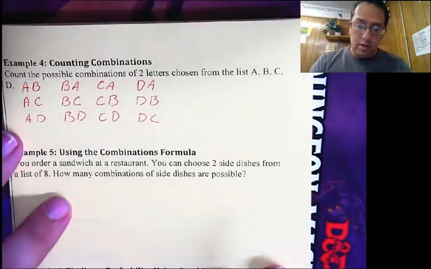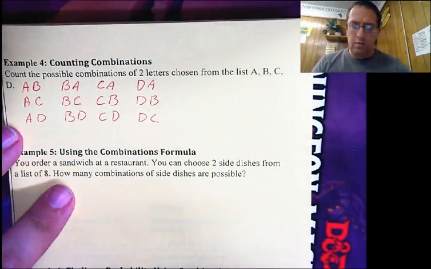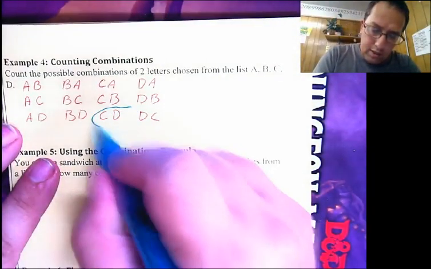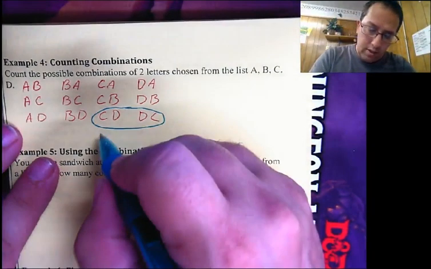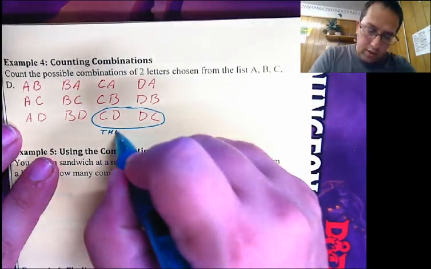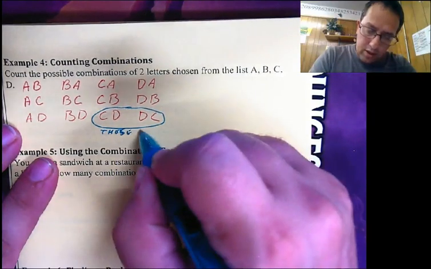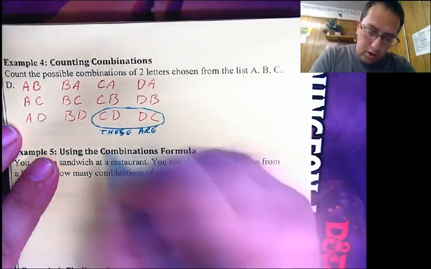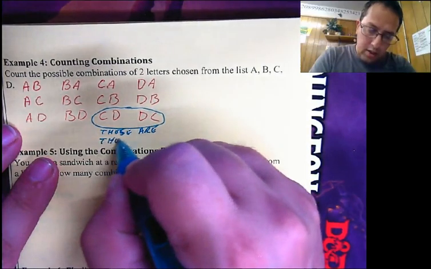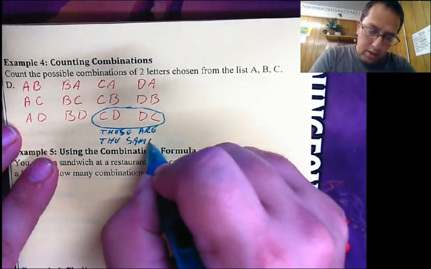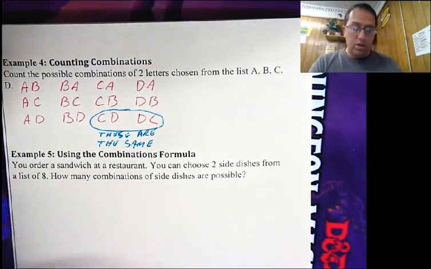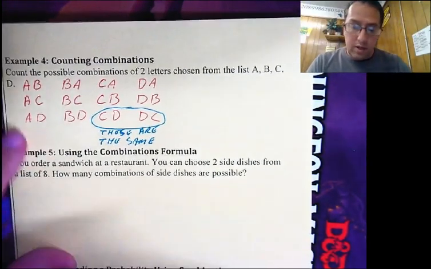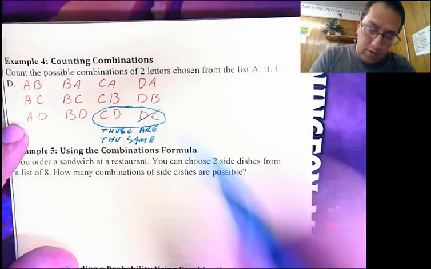All right. And if you look at this, we've got some double counting here, don't we? Because those are the same combination. Let's put this down here. These are the same. And since these are the same, I only want to count one of them. So I'm going to mark off one of those two.